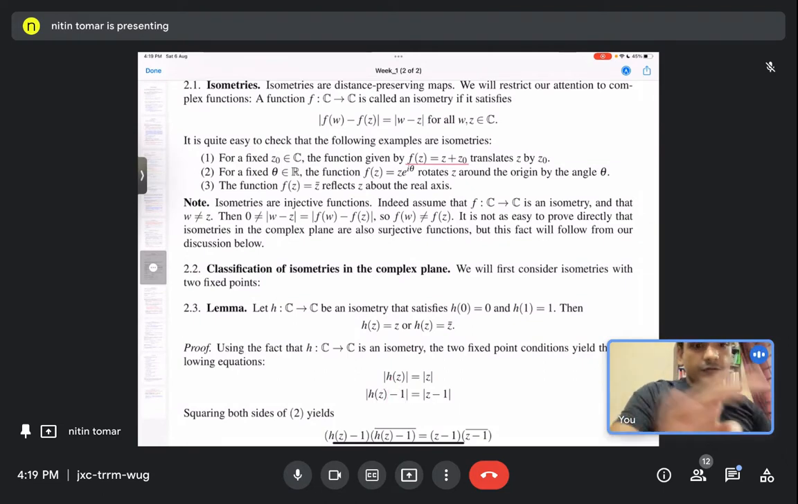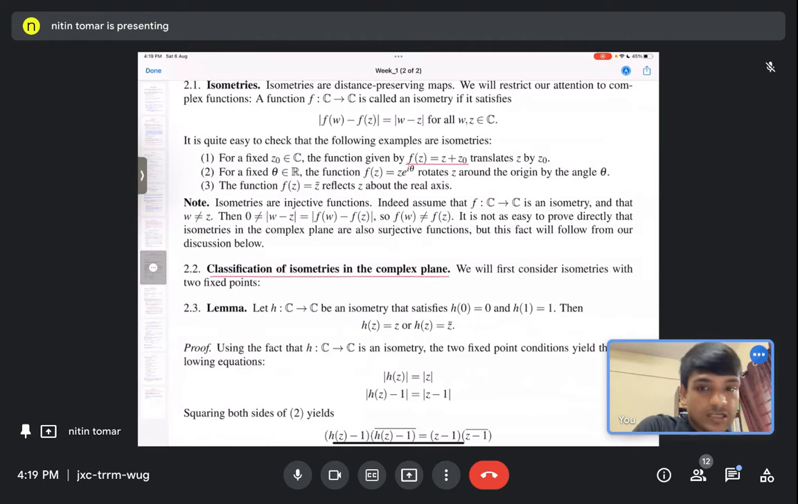So now what we do, we classify. Before moving to the next question, we study a lemma.